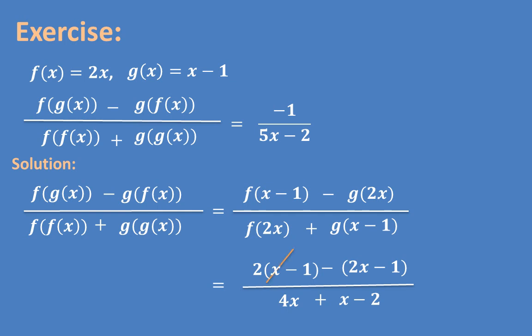Then, simplify the numerator and the denominator. Thus, the left-hand side will equal negative 1 over 5x minus 2.